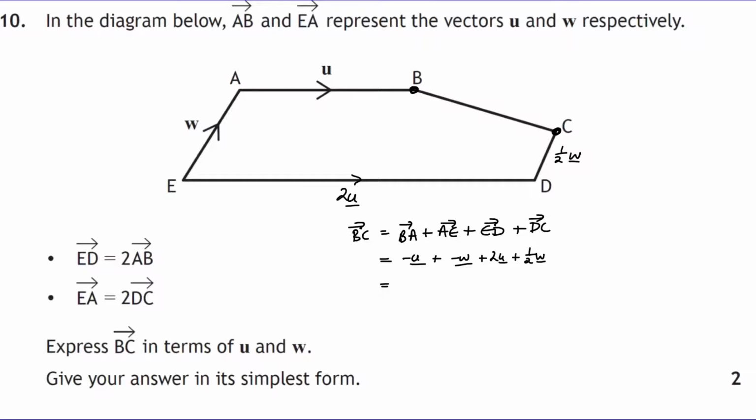And just like algebra, we just collect like terms here. So we've got a negative U and a plus 2U, so we end up with 1U, or U. And we've got a negative W and a plus a half W, that gives us negative half W. And that's our resultant vector, the vector BC in terms of U and W.